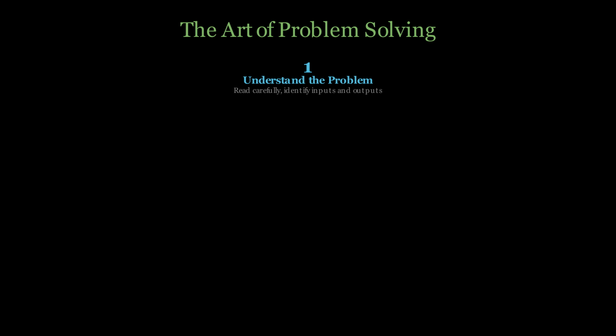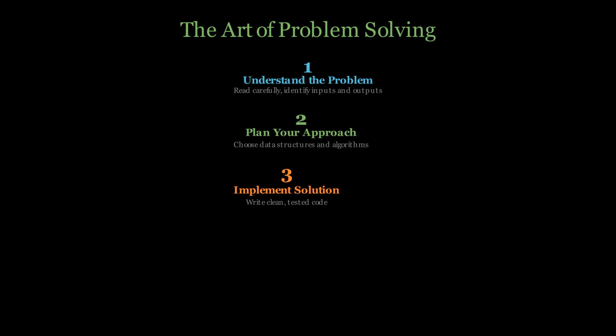Follow these 4 steps for every problem. First, understand the problem thoroughly. Read carefully. Identify inputs and expected outputs. Consider edge cases. Second, plan your approach. Choose appropriate data structures and algorithms. Third, implement your solution with clean, readable code. Fourth, test thoroughly and optimize if needed. This systematic approach leads to better solutions.